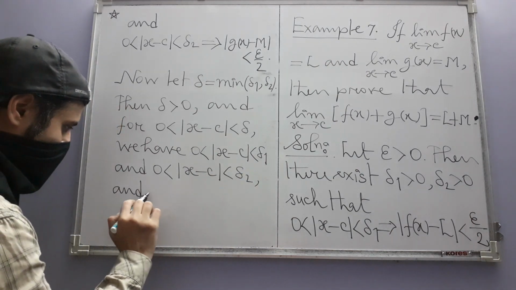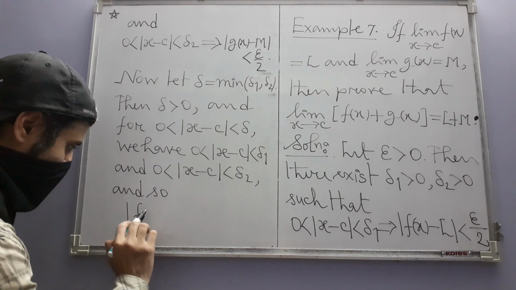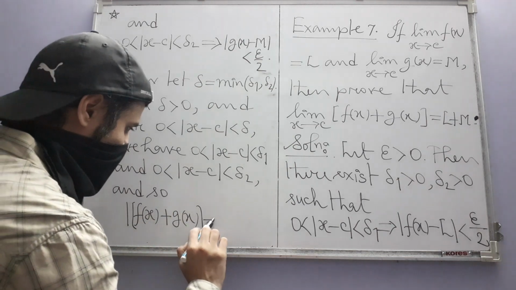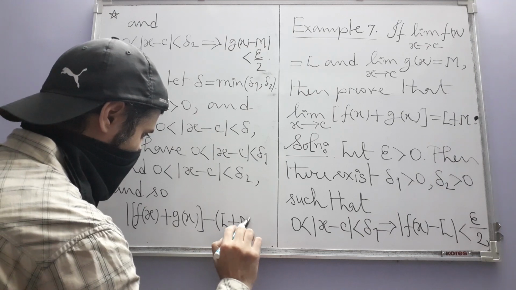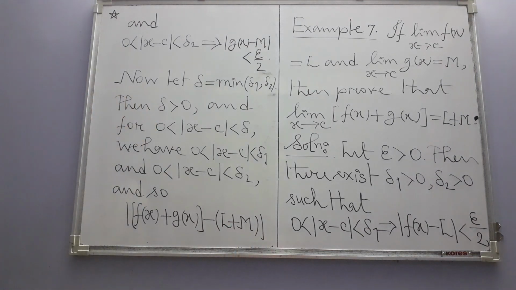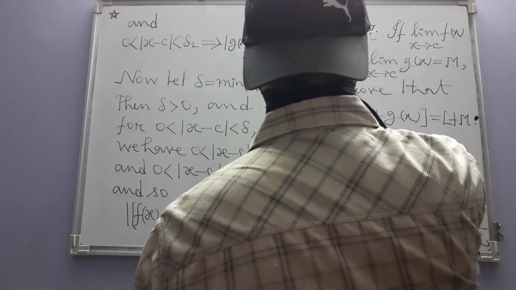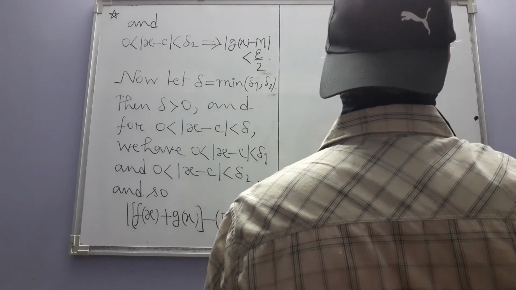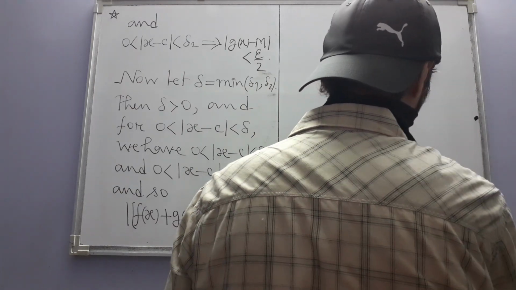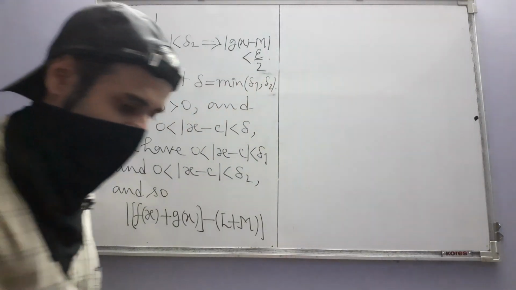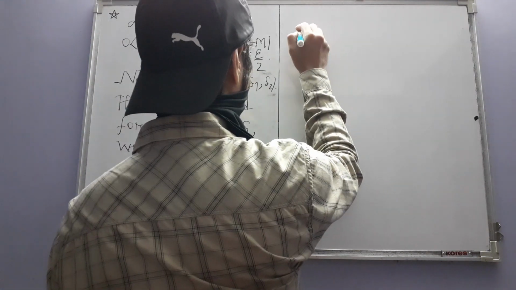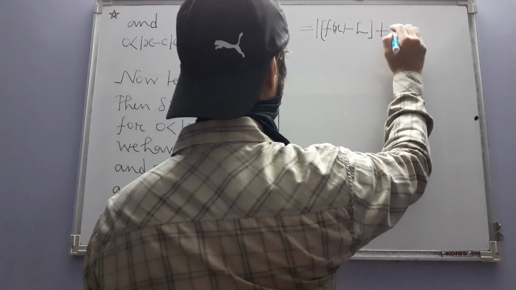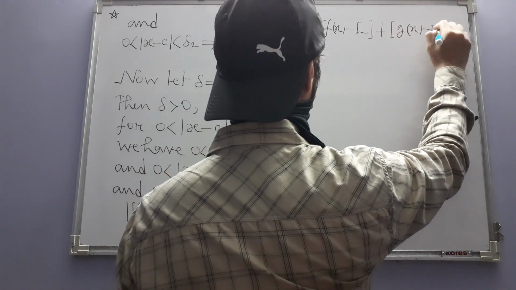And so if you now look at the difference between f of x plus g of x and L plus m, then this difference can be rewritten as a sum like this: f of x minus L plus g of x minus m.